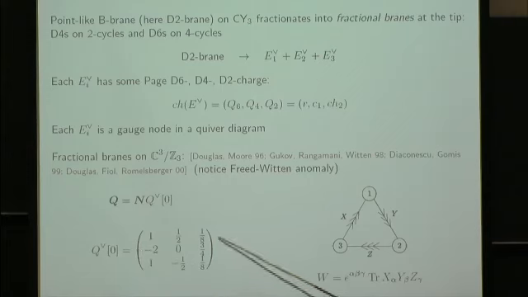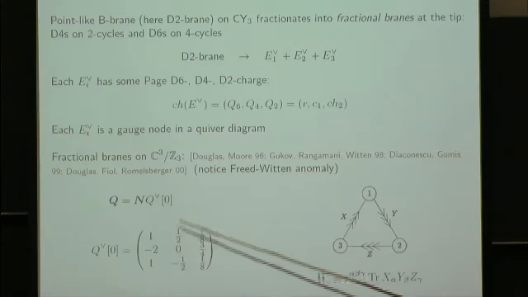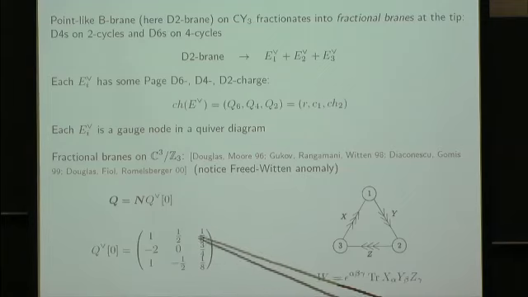The dictionary is just a matrix, and essentially each line in this matrix tells us what the D6, D4, and D2 charge of one of these fractional branes is. So in general, this dictionary is not a square matrix, it's a long matrix with 3 columns, and the first column is the D6 charge of each of the fractional branes, then the D4, and then the D2.